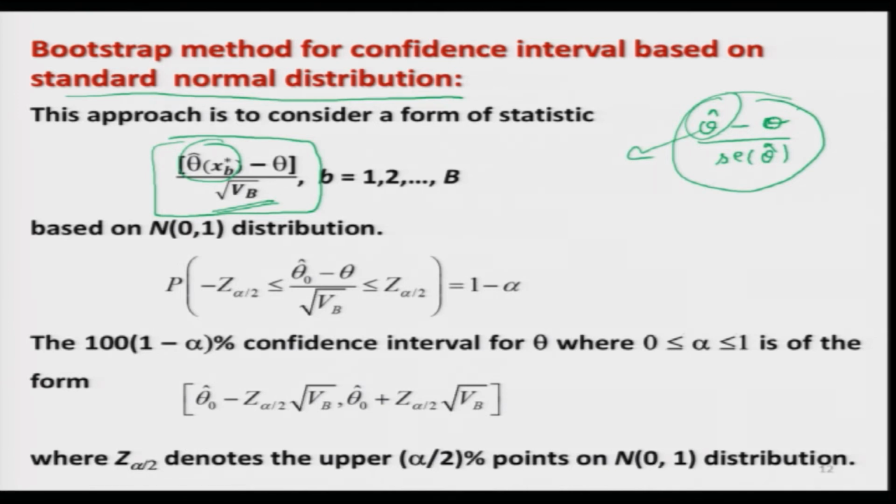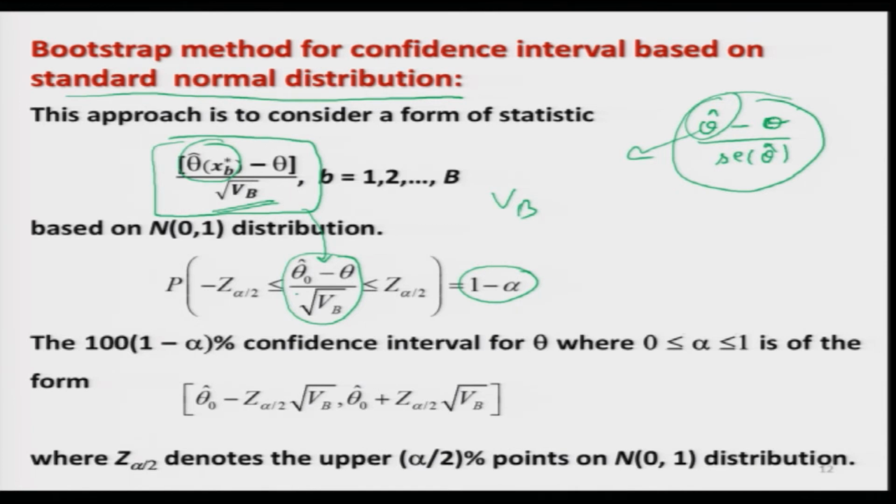So, we try to use the bootstrap estimate of the standard error of theta hat, which we have denoted by VB, if you remember. Now this statistic can be used to construct the confidence interval. If I take the confidence coefficient to be 1 minus alpha, then using this result, this statistic lies between minus z alpha by 2 and z alpha by 2, where z alpha by 2 is the upper alpha by 2 percent point on the normal 0 1 distribution.